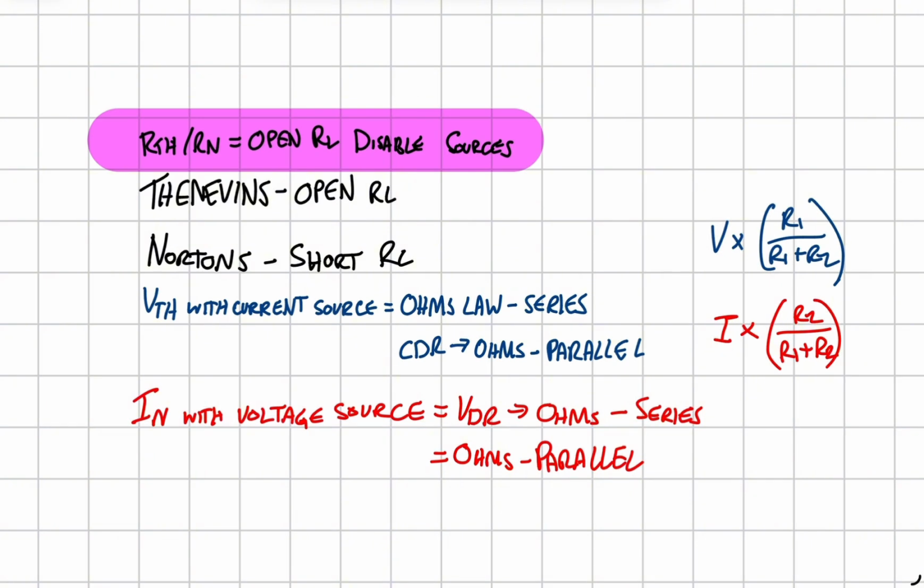So if there was a current source and you were trying to find Thevenin's voltage and the circuit was parallel, then you would use the current divider rule, which is the one over here, and use Ohm's law after that. Now, the other way is Norton's current, and with a voltage source, you need to use the voltage divider rule, which is this one, on a series circuit, and then use Ohm's law.